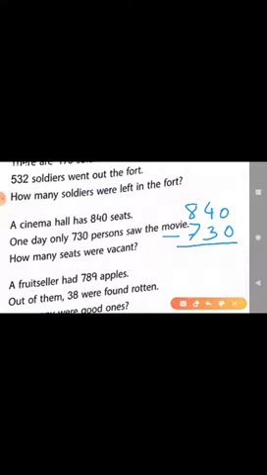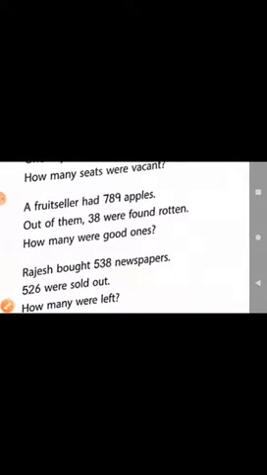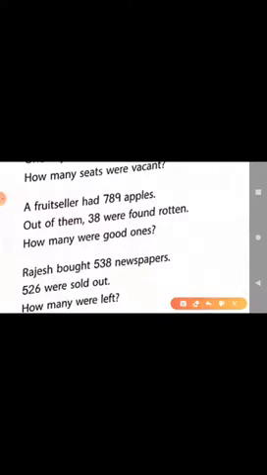So subtracting ones, 0 minus 0 is 0. 4 minus 3 is 1. 8 minus 7 is 1. So 110 seats were vacant. Next is, a fruit seller had 789 apples. Out of them, 38 were found rotten. How many were good ones?